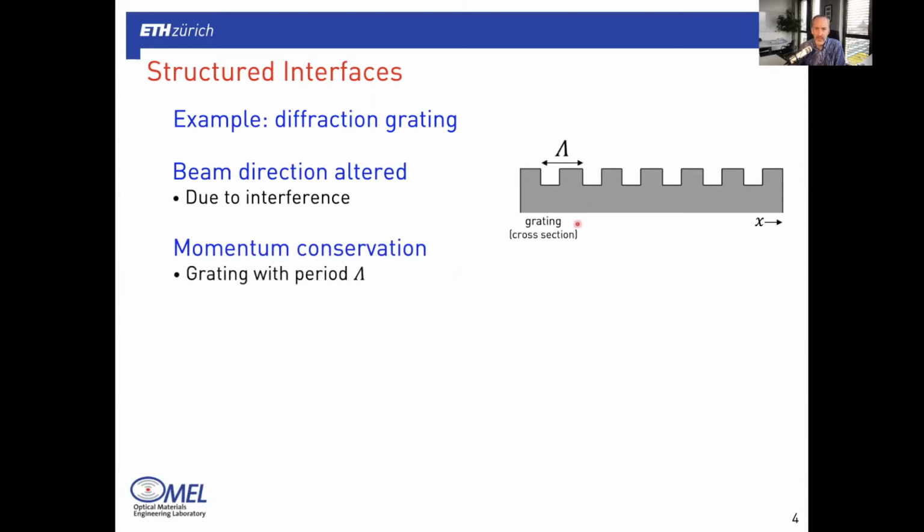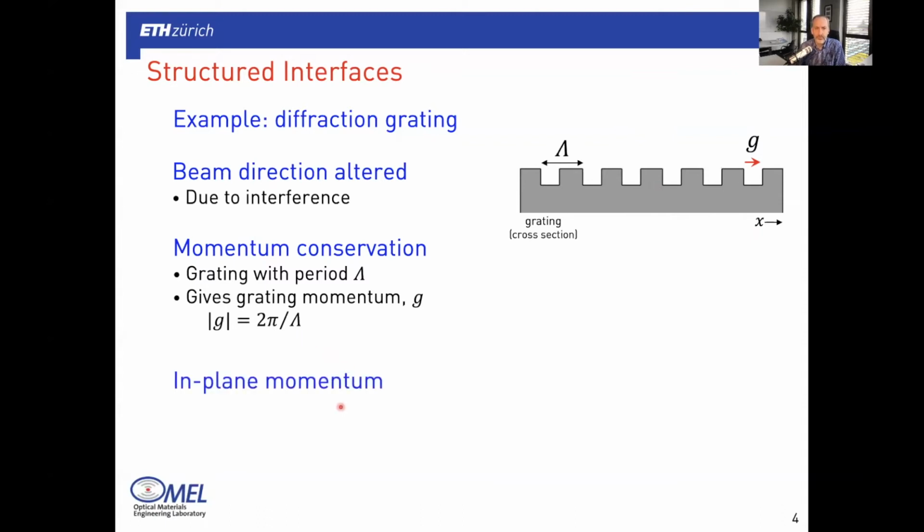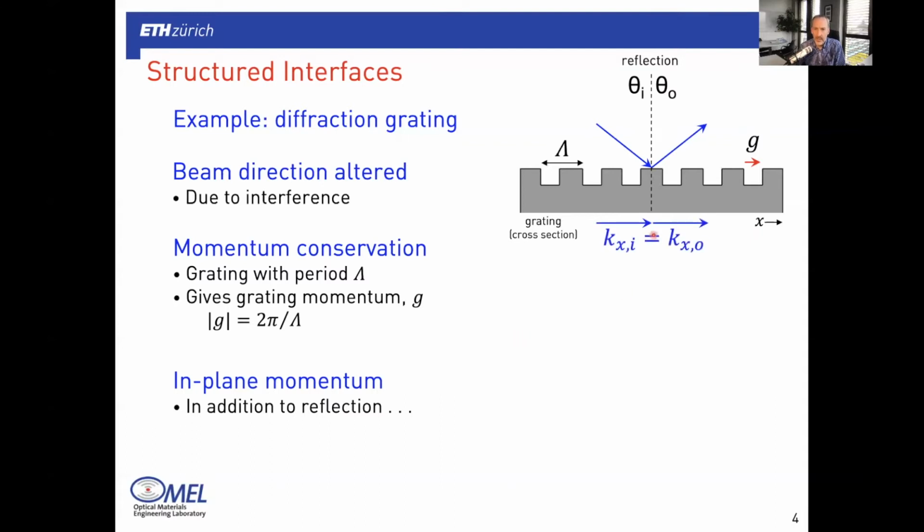If the grating has a period capital lambda, this sets what one calls a grating momentum vector g, which points in the direction of periodicity, again in x in this case, with a magnitude that's 2 pi over the period, or capital lambda. And so if we again consider the in-plane momentum, in addition to reflection, where the beam comes in and goes out at the same angle, and the in-plane wave vector momentum is conserved, we also have the possibility of diffraction.